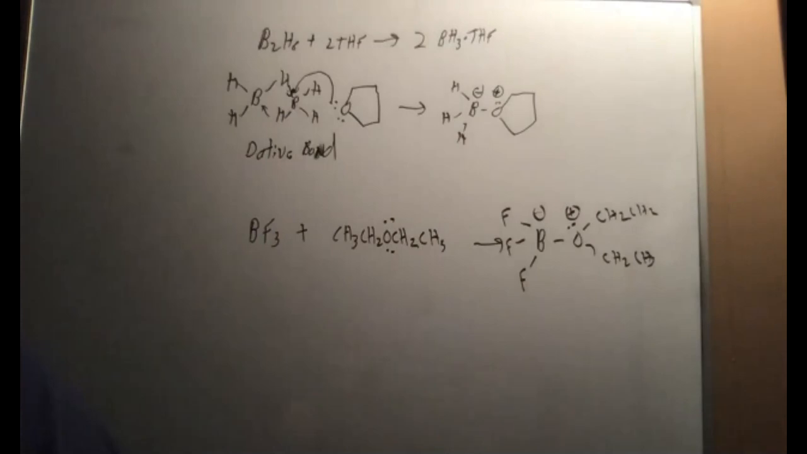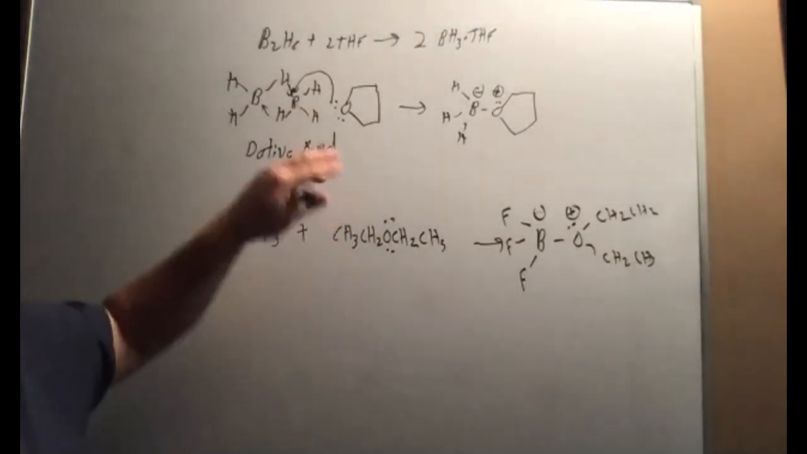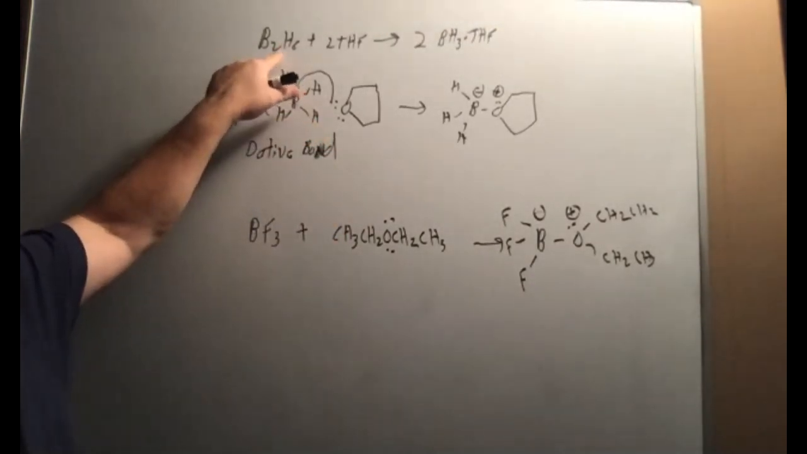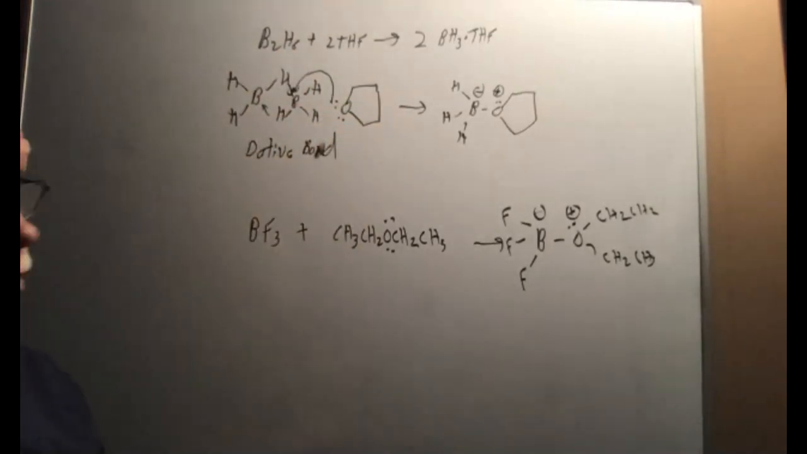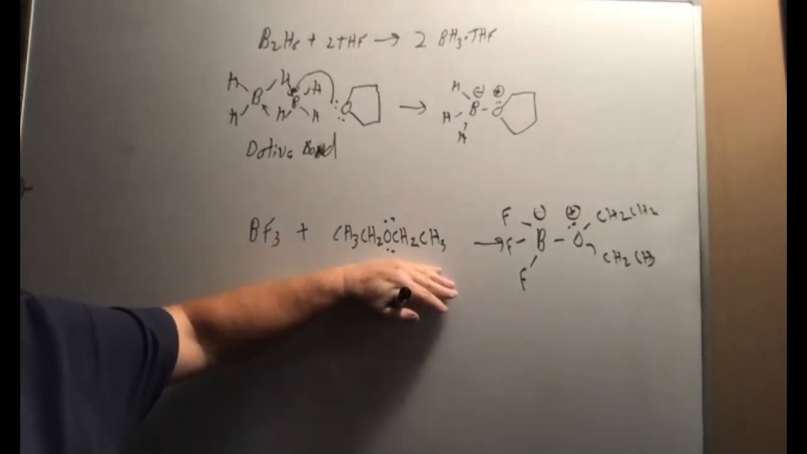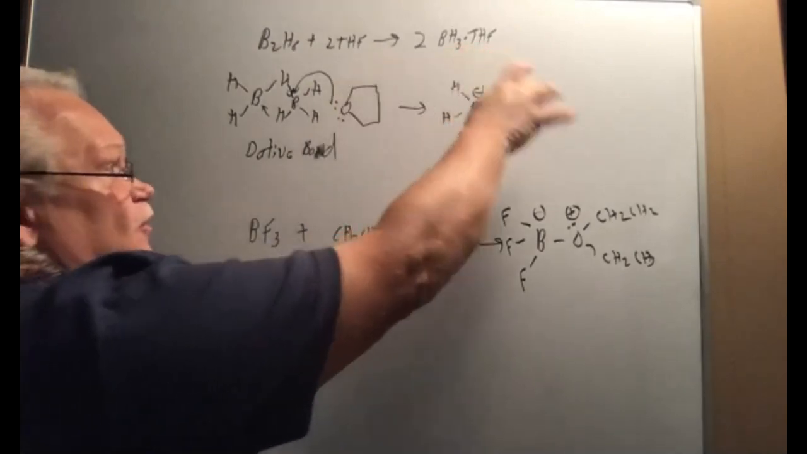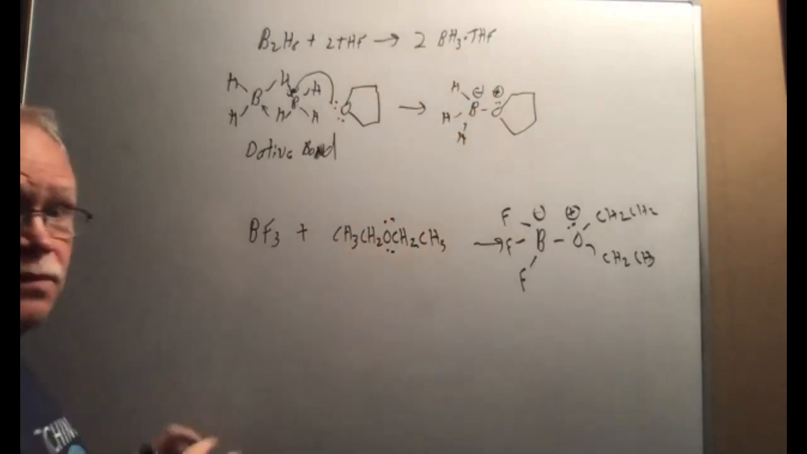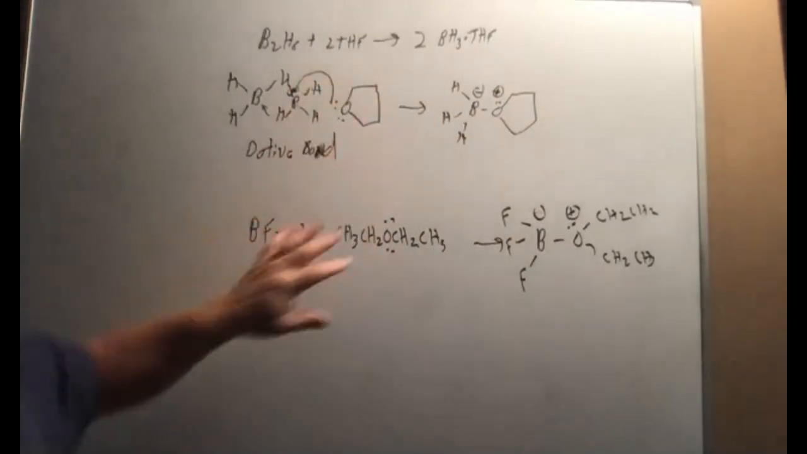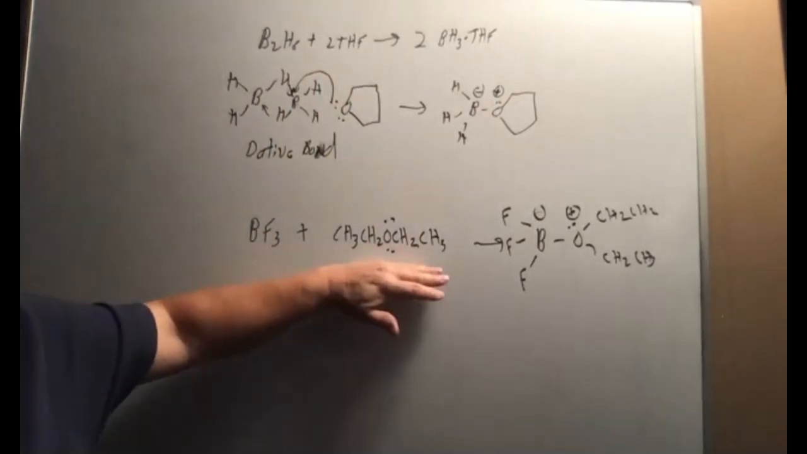This is not in the notes, so I want you to just think about this for just a minute. Now listen carefully. Whenever you react the B2H6, THF will react with it. Diethyl ether will not. So this ether is a good enough ether to form this complex. This ether is not. Okay? Both of these will form a complex with BF3. I'm just showing this one.